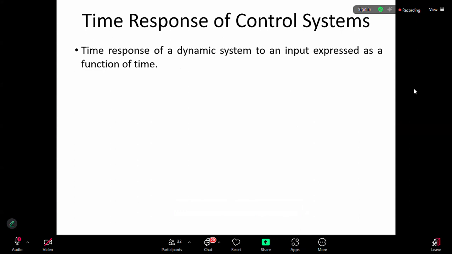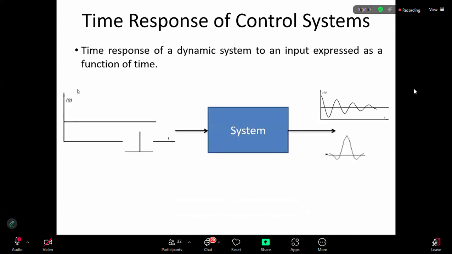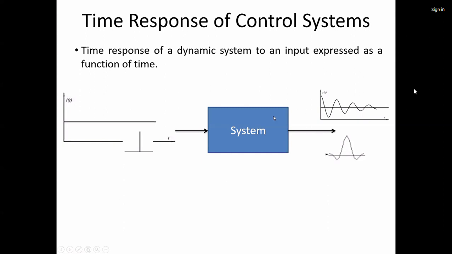Now, we talk about the time response of a control system. Typically, in a control system, we have an input signal, and then we have the system function, which would typically have a gain and a time constant, which would work on this input and give some output.